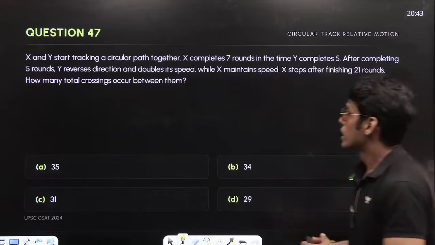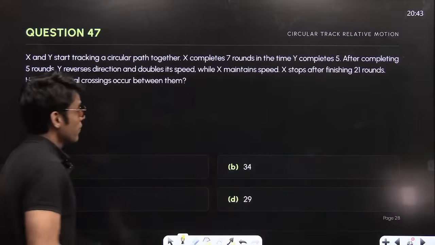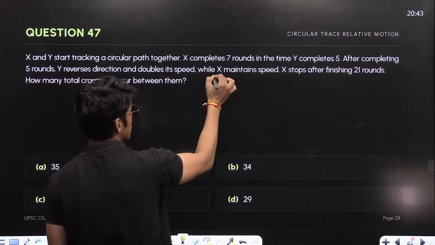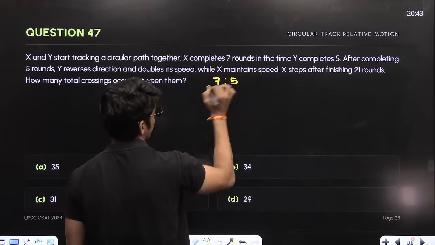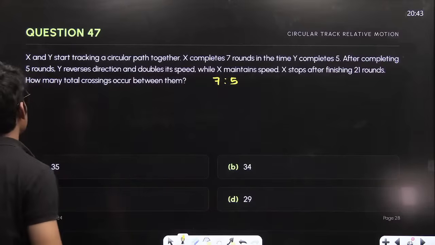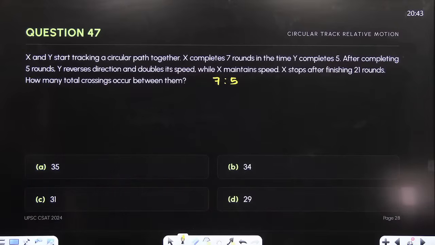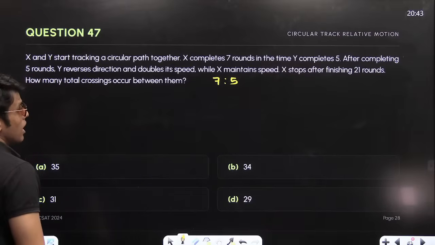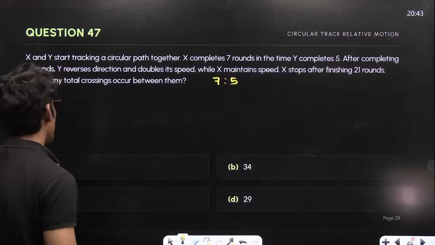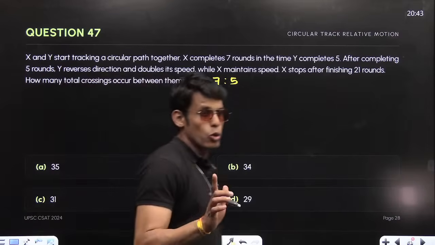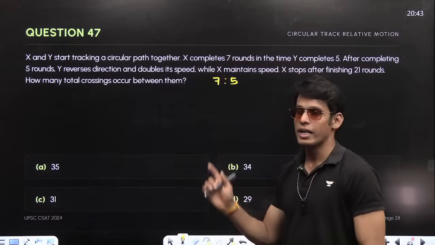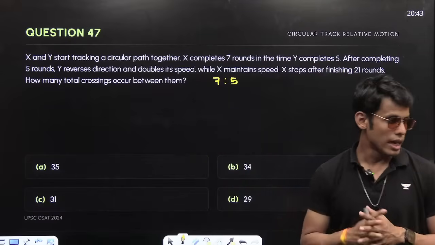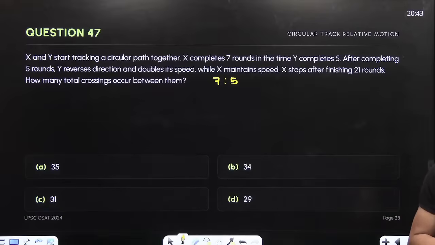Now, X and Y start moving on a circular path together. X completes 7 rounds in the time Y completes 5, so their speeds are in ratio 7:5. After completing 7 rounds, Y reverses direction and doubles its speed. If X maintains speed, X stops after finishing 21 rounds. How many total crossings occur between them? I told you specifically in my session on IAS English that these problems are to be avoided because they are very lengthy problems.